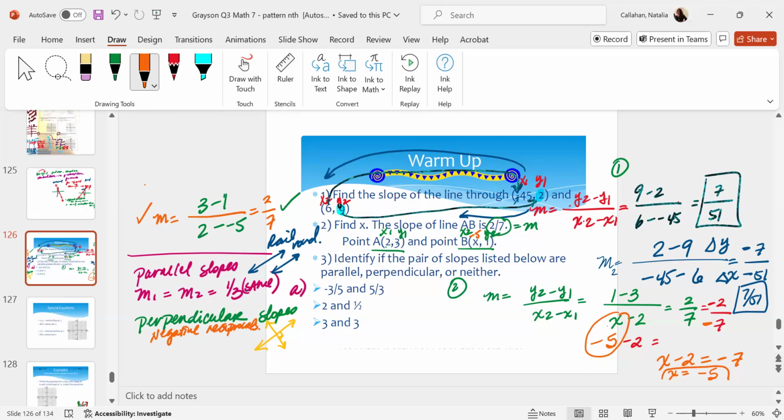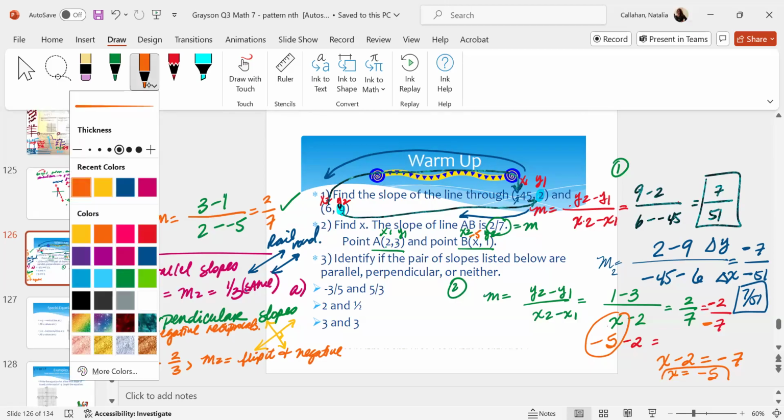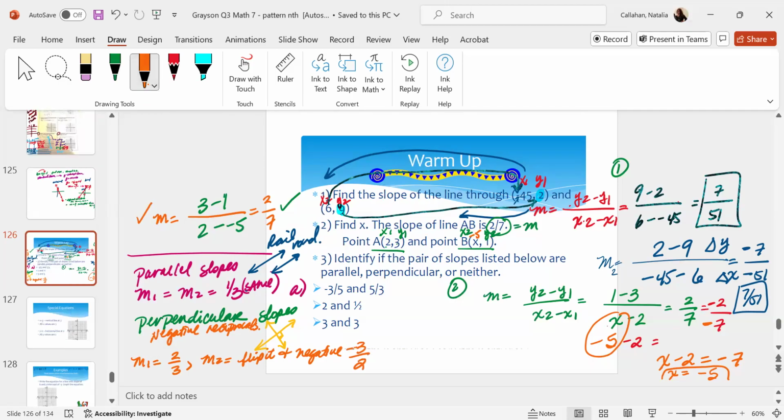reciprocals. So if the first one is, let's say, 2/3, the way that you do it is you're gonna flip it and put a negative on it. If I flip that, what would that be? And you have to put a negative on it. That's how you tell if they're negative reciprocals or perpendicular slopes. Okay. So then A, are they the same?